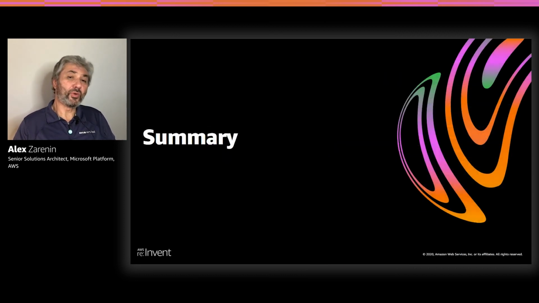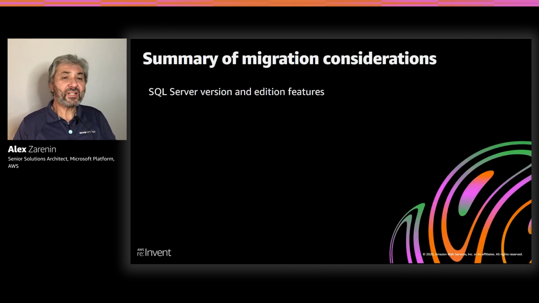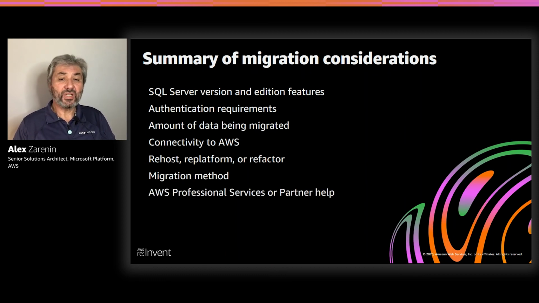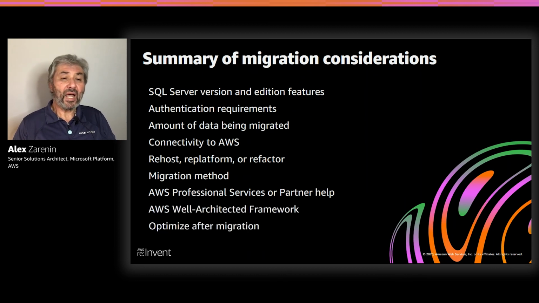Let's review what we learned during our session. To achieve successful database migration to AWS, you have to perform several steps, starting with identifying your SQL Server version and edition to decide on your target platform. Review your authentication requirements, which may lead to Active Directory concerns. Consider the amount of data to be migrated and the throughput of your link to AWS. Select your migration strategy and appropriate migration method. Consider using help with your migration effort. Apply the AWS Well-Architected Framework to your target cloud environment and definitely perform evaluation and optimization of your platform after migration.